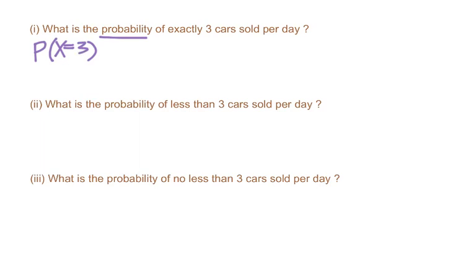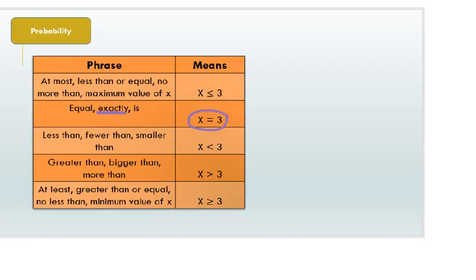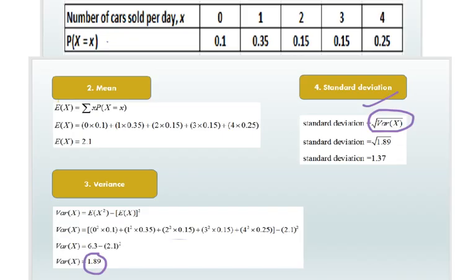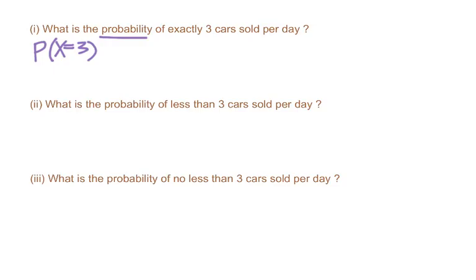So now, you know that X is our variable, and 3 is the number of the data. For the probability, we can just straight away refer to our probability distribution table. So X equals to 3 means that our X value is 3. We can see here the X value of 3. So the probability of exactly 3 cars sold per day is 0.15. We can write our answer here, which is 0.15.